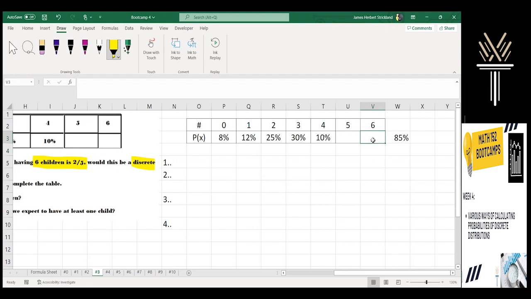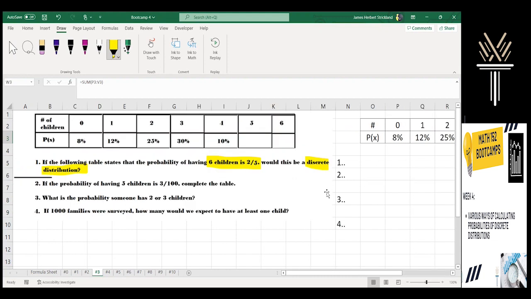It's not a discrete distribution. So let's see, 2 out of 5. And look at that. That's way too much. All probabilities add up to 1. And so it can't add up to 125. That's too much. So would this be a discrete distribution? No. Simple enough. It's over 100, over 1.